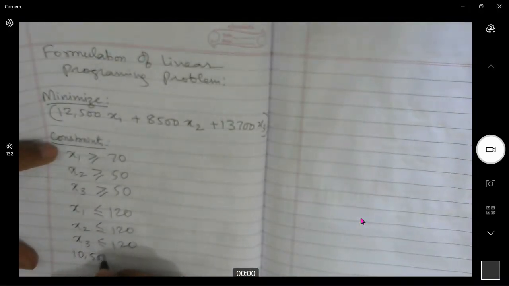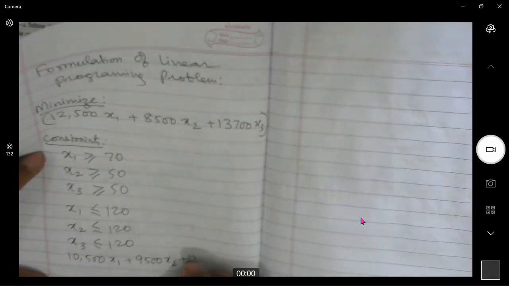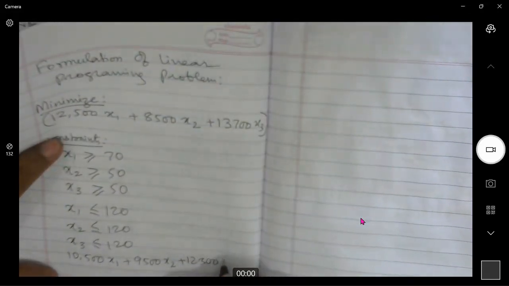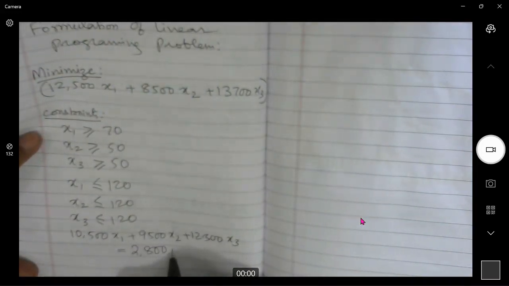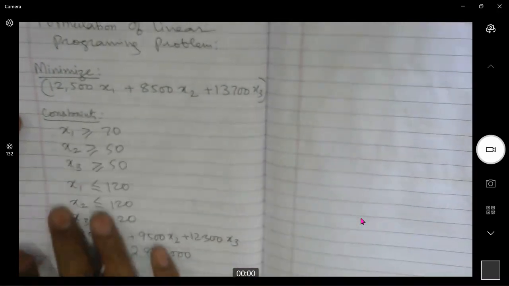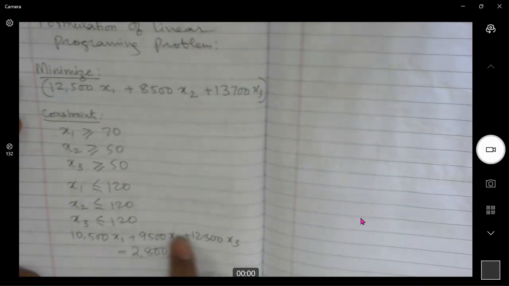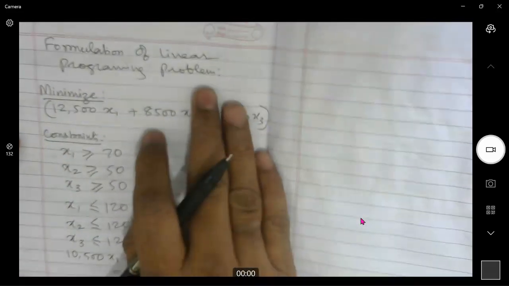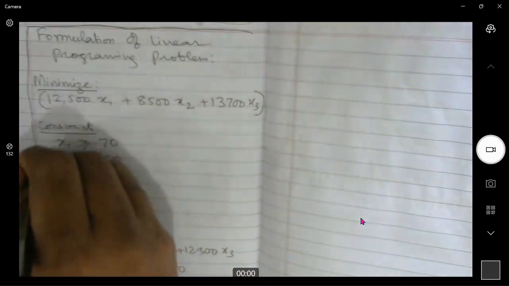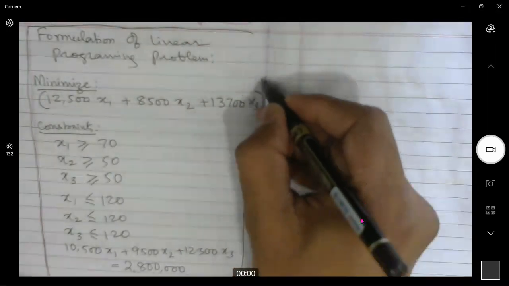So what is that constraint? 10,500 x1 plus 9,500 x2 plus 12,300 x3 should be equal to $2,800,000. So this is the minimum production, maximum production, and this is the break-even condition. That's it. So I have the entire linear programming problem. Let me draw a border around this. So this is the entire linear programming problem defined for this particular case.